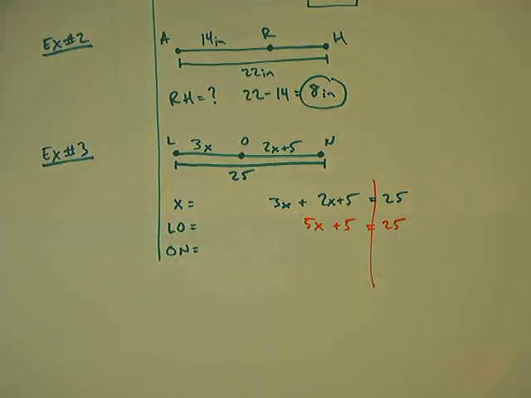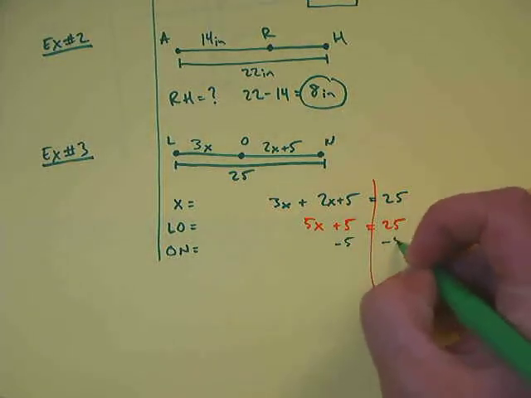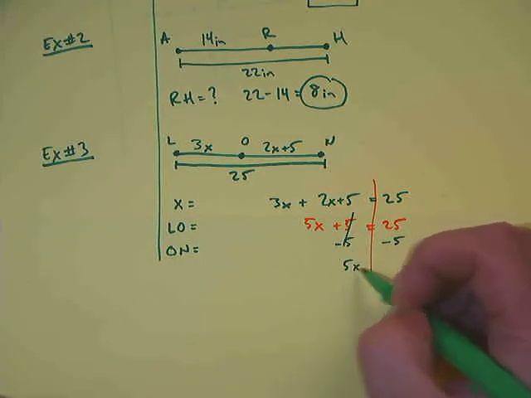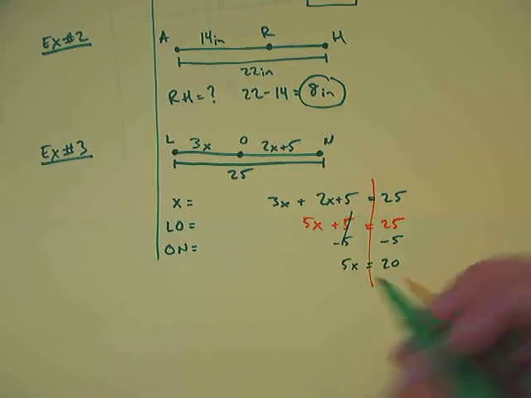Okay. So here we go. Now we just have to solve this equation. Let's first combine some like terms here. 3x and 2x is 5x.